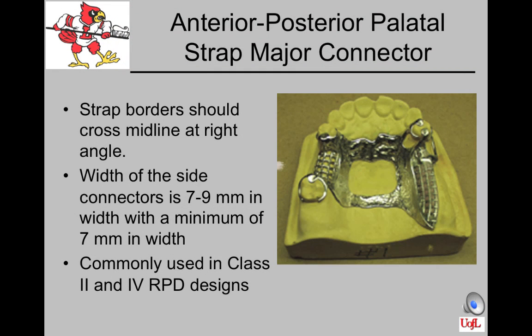The anterior-posterior palatal strap borders should cross the midline at a right angle. Patients don't like the major connector crossing obliquely across the palate. The width of the side connectors is usually 7 to 9 millimeters, with a minimum width of about 7 millimeters. They are commonly used in the Kennedy Class 2 and Class 4 situations, but you will see it sometimes in the Kennedy Class 1 also.